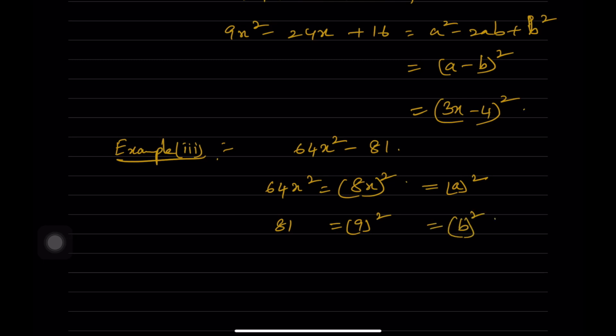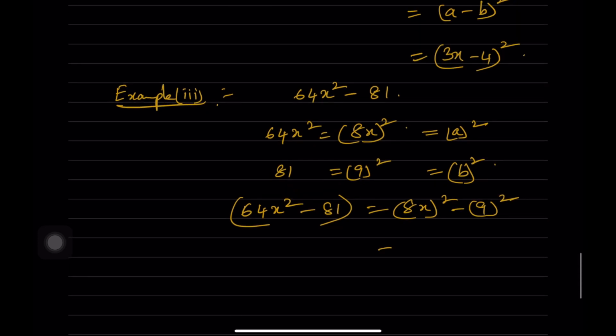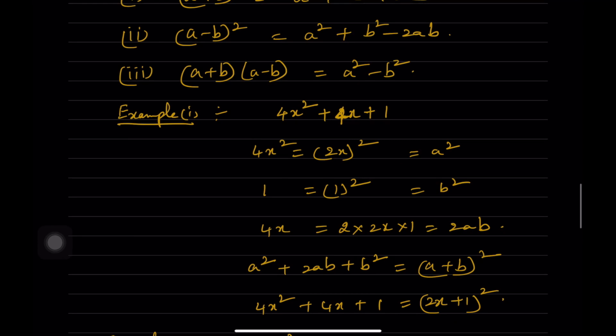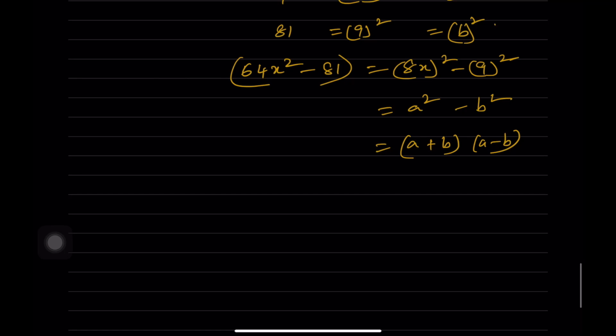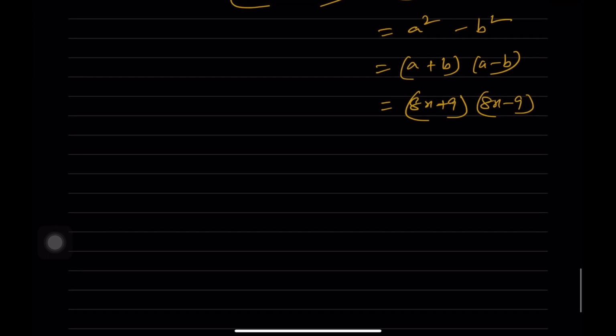So you have a formula for this, wherein you can write 64x square minus 81 as 8x whole square minus 9 square, as this is a square minus b square, which can be written as a plus b into a minus b using the third identity. The third identity is a square minus b square is equal to a plus b into a minus b, which is equal to 8x plus 9 into 8x minus 9. So this is the method of using algebraic identities.